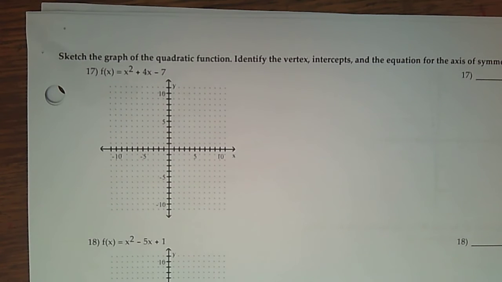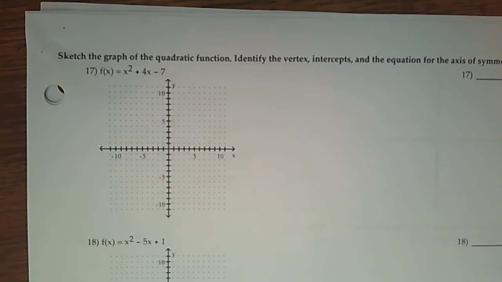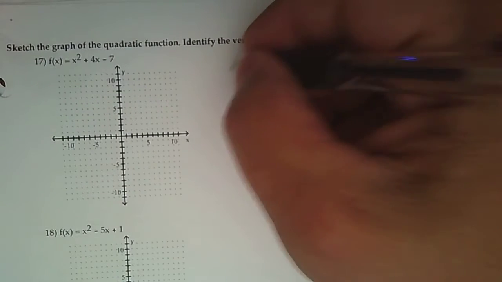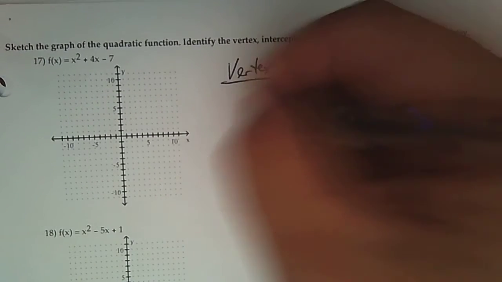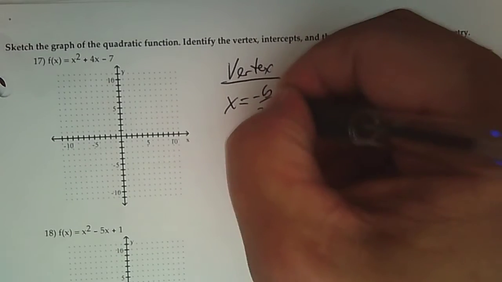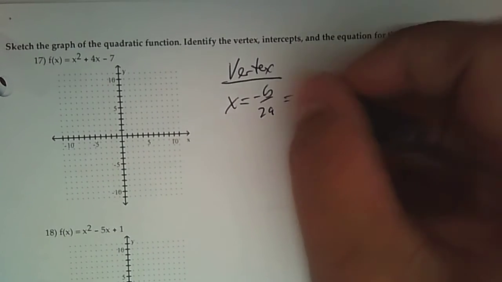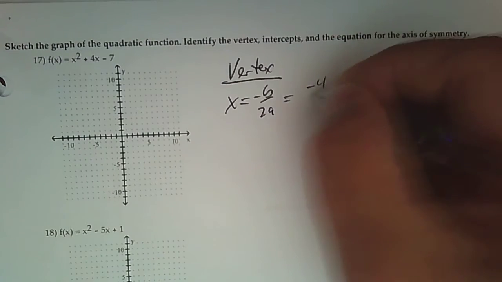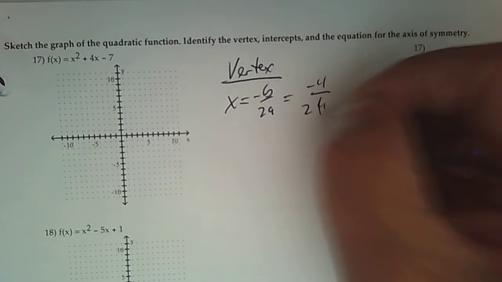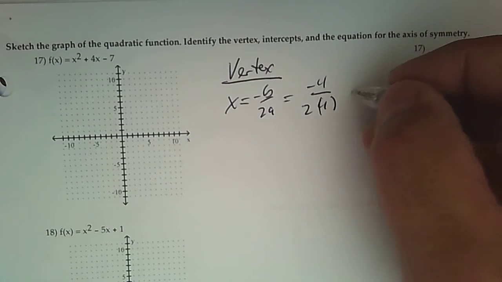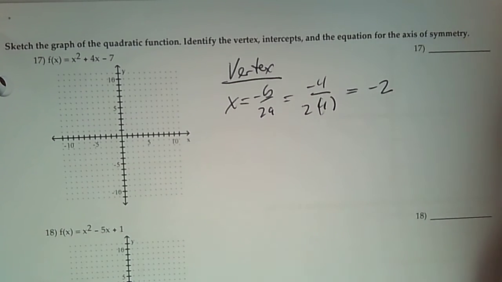Now what happens when it's not in vertex form? Well, when it's not in vertex form, there's a formula we can use to find the vertex quickly. So the formula to find the x value of the vertex is -b over 2a. So in this example, b is 4, so it's -4. A is 1, so it's 1. So it's -4 divided by 2, which is -2.